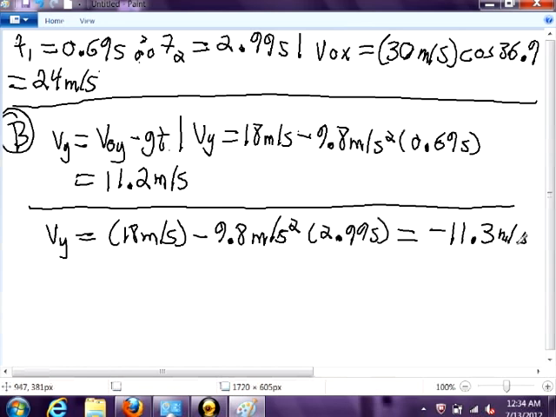And it's negative, as you can imagine, because at the second time that the ball is at 10 meters, it's going down at that point. So the negative indicates that it's going downwards. Okay, so that makes sense. Okay, so now we can start part C.